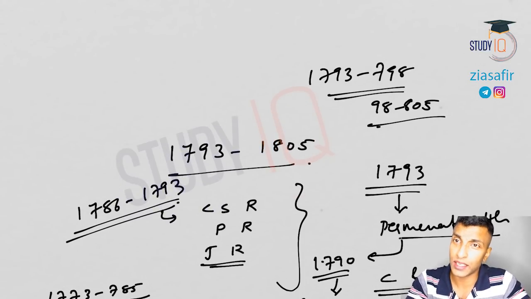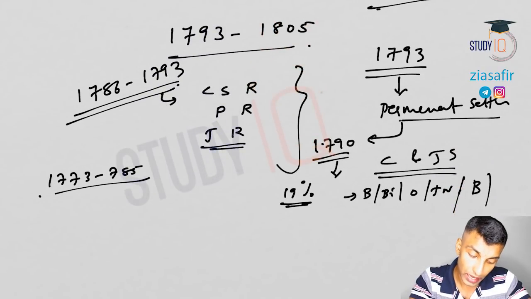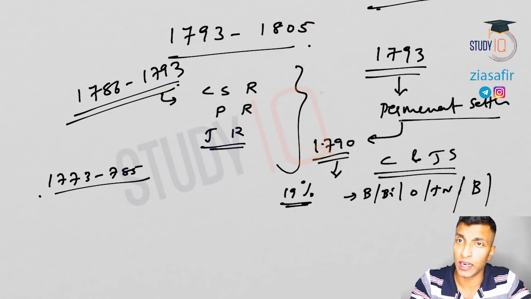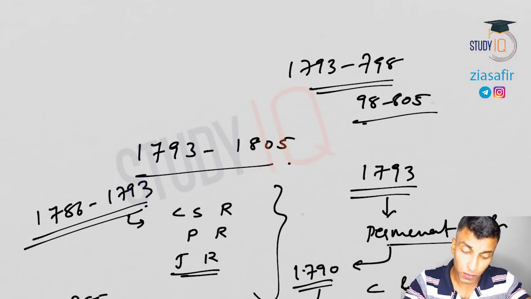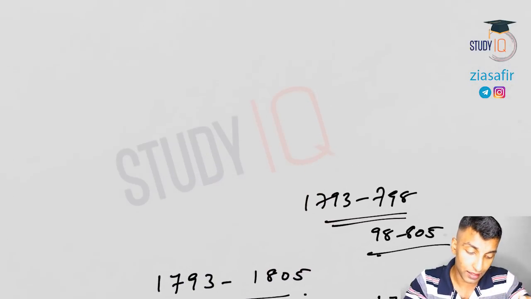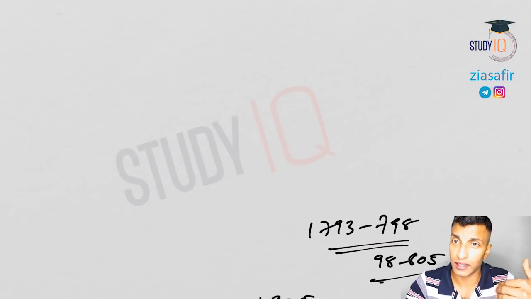So in this session, I am basically going for a quick recap of the permanent settlement that we have almost done. Then Ryotwari and Mahalwari, I'll complete here itself. There is no need to keep it for the future. Then we will skip John Shore and move to Lord Wellesley. There I'll discuss the subsidiary alliance. That's it.